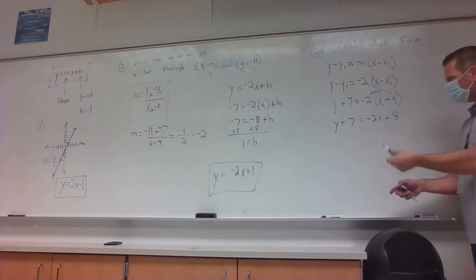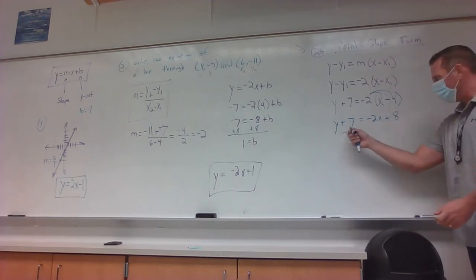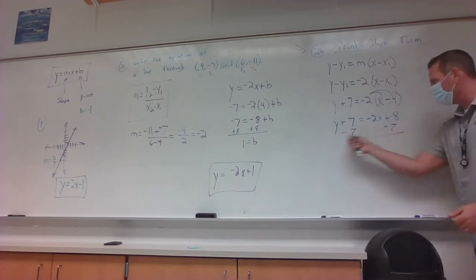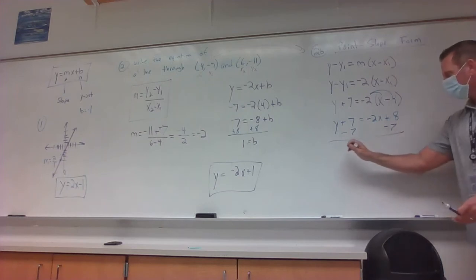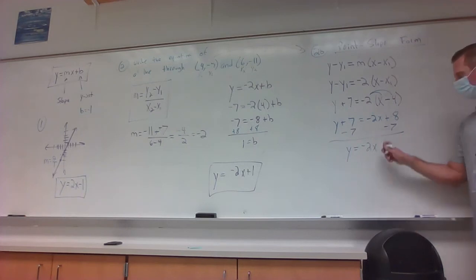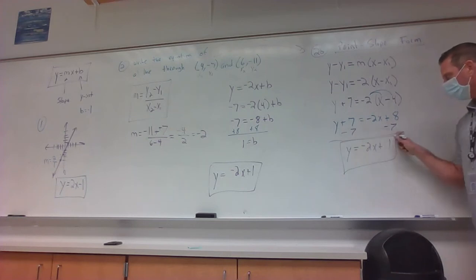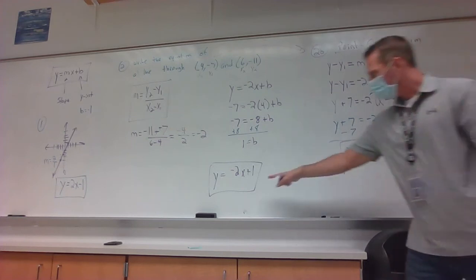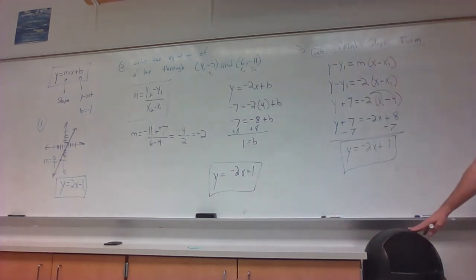Dario? Subtract 7 from both sides. And get the 7 on the other side. Minus 7, minus 7. Look what we get. y equals negative 2x plus 1. It's another way to get that same answer. Okay? So in this case, we're plugging in m, x1, and y1.